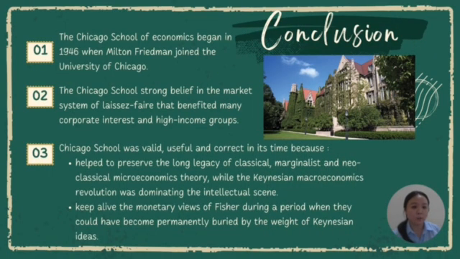In conclusion, the Chicago School of Economics began in 1949 when Milton Friedman joined the University of Chicago. The Chicago School's strong belief in the market system of laissez-faire benefited many corporate interests and high-income groups. The Chicago School was valid, useful, and correct in its time because it helped to preserve the long legacy of classical, marginalist, and neoclassical microeconomic theory while Keynesian macroeconomics was dominating the intellectual scene, and kept alive the monetary views of Fisher during a period when they could have become permanently buried by the weight of Keynesian ideas.